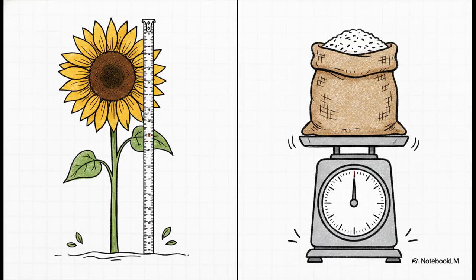To put this into plain language, checking how tall a sunflower grows, looking at that distance from the roots to the petals, that is calculating length. Meanwhile, finding out how heavy a bag of rice is gives us its mass, because we're quantifying the actual amount of matter packed inside that bag. Visualizing real-world examples just like these makes those abstract quantities immediately relatable.